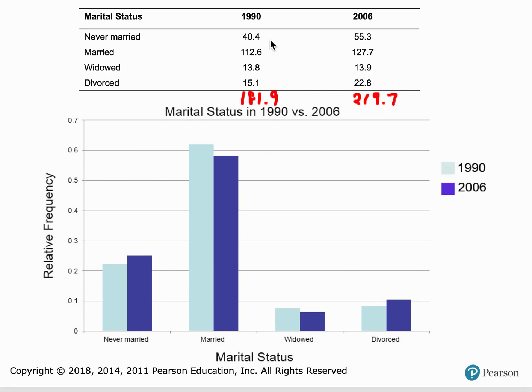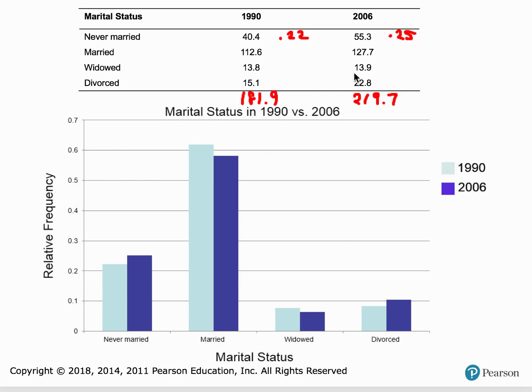So if I'm getting the relative frequencies, let's just do the never married to start with. 40.4 divided by 181.9 is approximately 0.22. 55.3 divided by 219.7 is approximately 0.25.